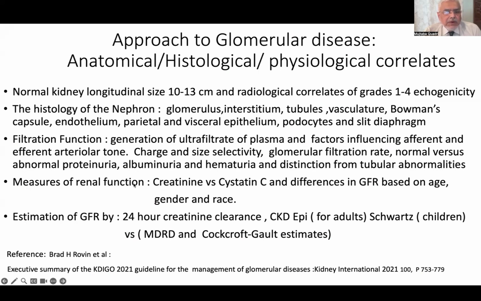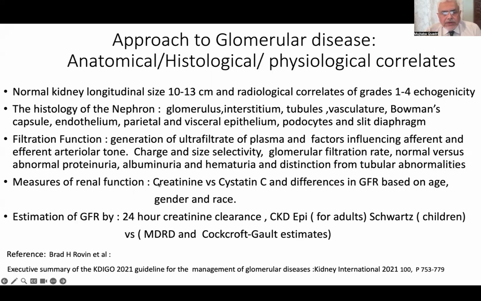And we obviously have, the filtration function of the kidney is basically to generate an ultrafiltrate of plasma, and all the factors which affect the arteriolar tone, afferent or efferent, basically determine whether somebody can be controlled in terms of proteinuria or continues to have unabated proteinuria, in terms of whether we are using vasodilators or efferent arteriolar vasodilators. So these are some of the ways we can manipulate the proteinuria, at least from a hemodynamic point of view.